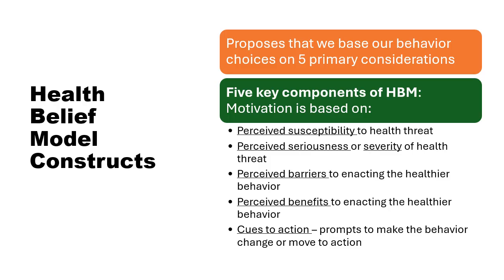This model proposes that we base our behavior choices on 5 primary considerations. That is our perceived susceptibility, our perceived seriousness or severity, perceived barriers, the perceived benefits, and then cues to action. So for example, let's consider our decision to drink and then drive by applying the health belief model. Imagine that you are targeting young men and you want them to not drive when drinking.